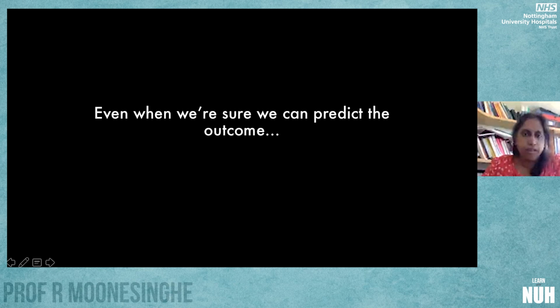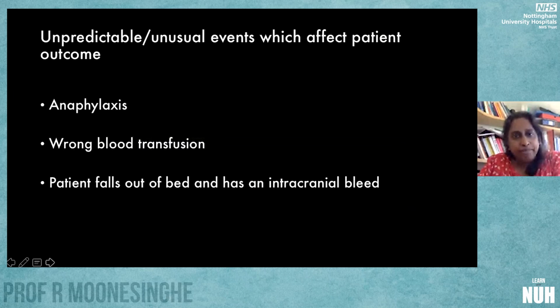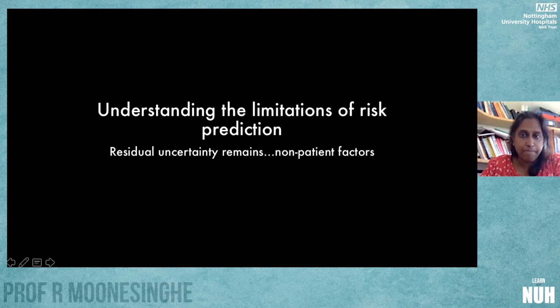Even if we're sure we can predict the outcome, of course, life does sometimes surprise us. I'm glad that this era is over, although the implications of it are going to last for a while, I think. And of course, there will be unpredictable or unusual events which affect patient outcome. So, anaphylaxis, somebody gives the wrong blood by accident, patient falls out of bed and bangs their head. And those things will, in population statistics, have an impact. The final bit is that residual uncertainty relates to non-patient factors as well.